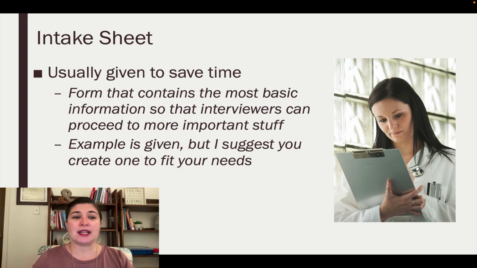Some individuals have an intake sheet. This is usually given at the same time and is a form that contains most of the basic information, demographic information that the interviewer can use, maybe contact information.